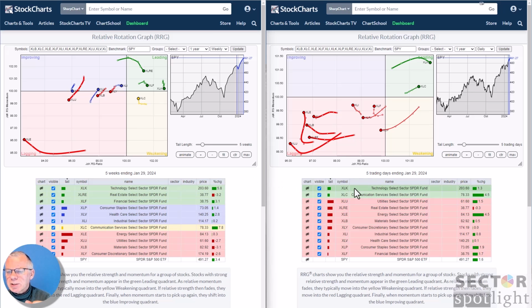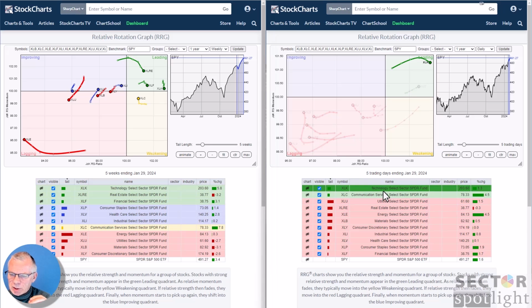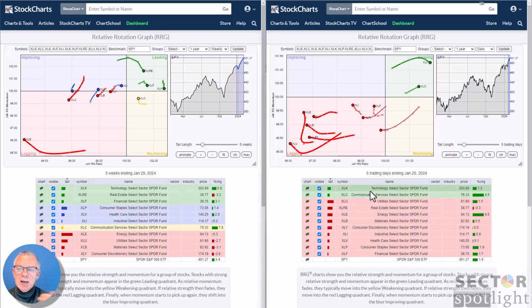If we take that to the daily version, we see that both technology and communication services are inside the leading quadrant and moving higher on the RS ratio scale. So communication services is now definitely the best because it's moving at a strong RRG heading on the daily chart and is turning back up on the weekly chart. So those tails are now going to get back in sync, which makes it a good outlook for communication services.